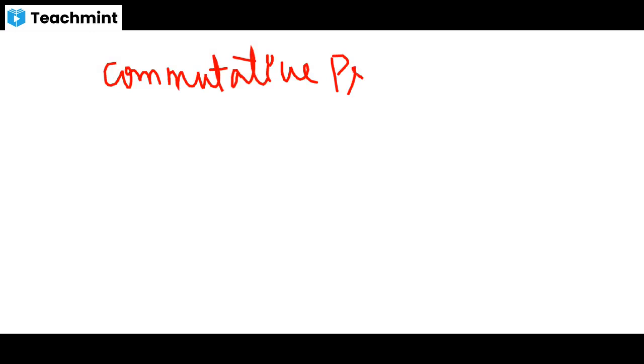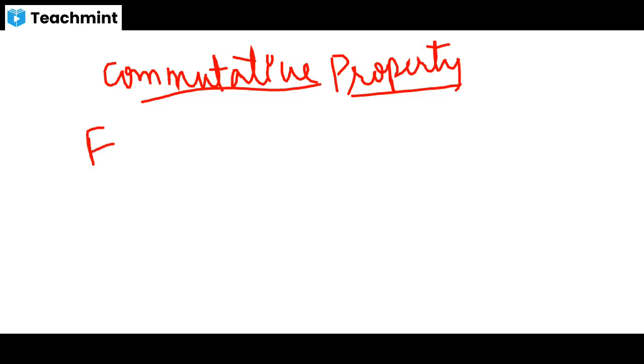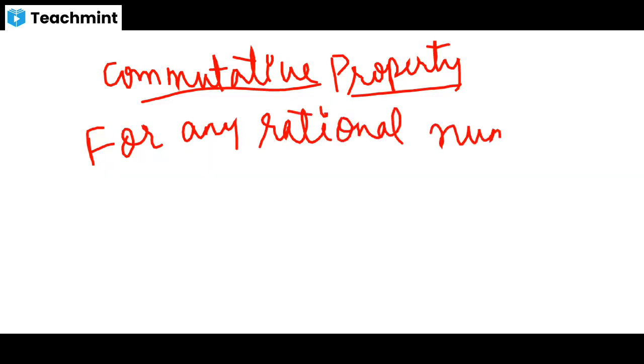Subtraction and division that we'll discuss today. So today we'll be discussing the commutative property. Under this commutative property, what are we taking? For any rational numbers a and b, we are taking two rational numbers a and b.